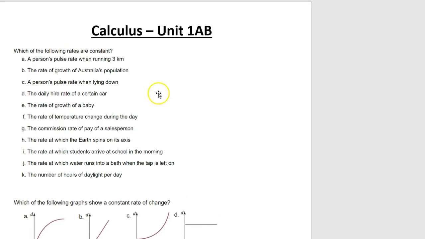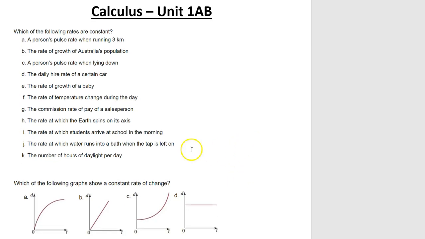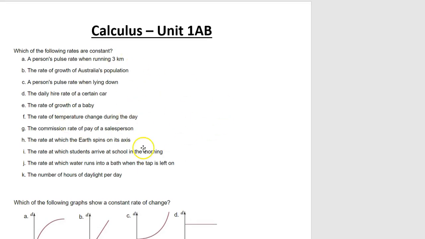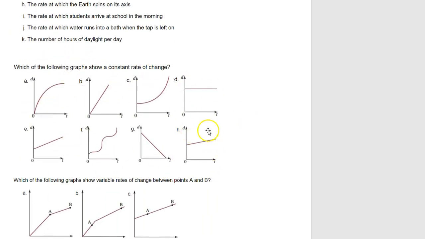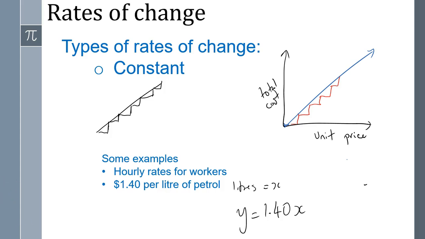So on your exercise sheet, the first one is just identifying which ones are constant. For example, the rate of growth of a baby. Do babies grow by the same amount every single day? Probably not. I don't know, not a parent. Rate of growth in Australia's population, would that be linear? So many people per day, same every day, would it be linear? So that's getting you thinking about what kind of situations it would happen in. And the questions down here, you're just identifying, is it constant? Does it grow by the same amount each time? Okay, so that is a constant rate of change.